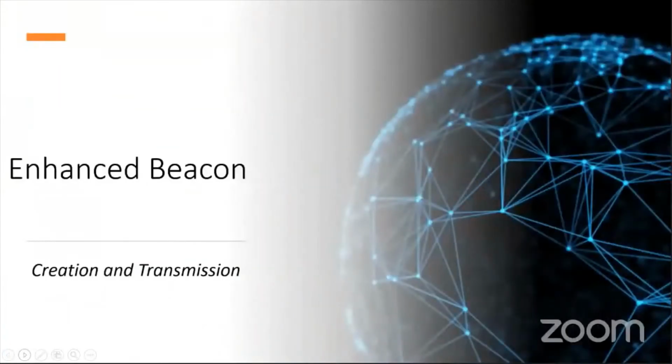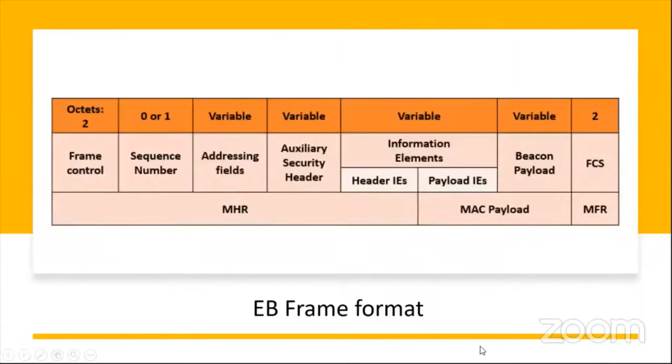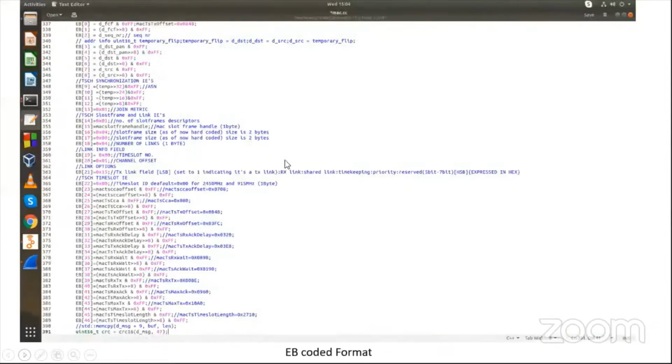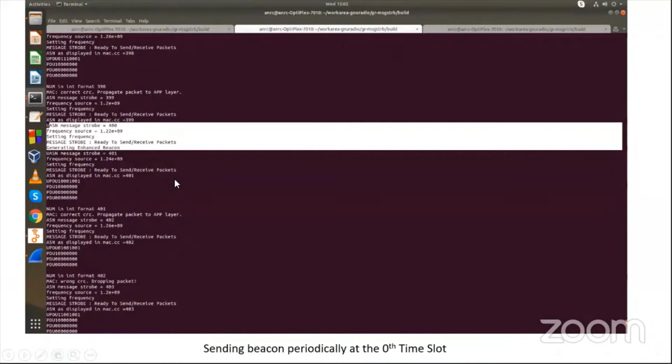Coming to the enhanced beacon, I hope Sir and Sahana have explained in detail why this enhanced beacon is needed in TSCH 4E. This is a typical frame format of the EB, which is implemented in the form of an array structure in GNU Radio as well as on the ADF side. And we have transmitted the enhanced beacon at every 0th time slot of every slot frame. This is the log in the terminal for that.